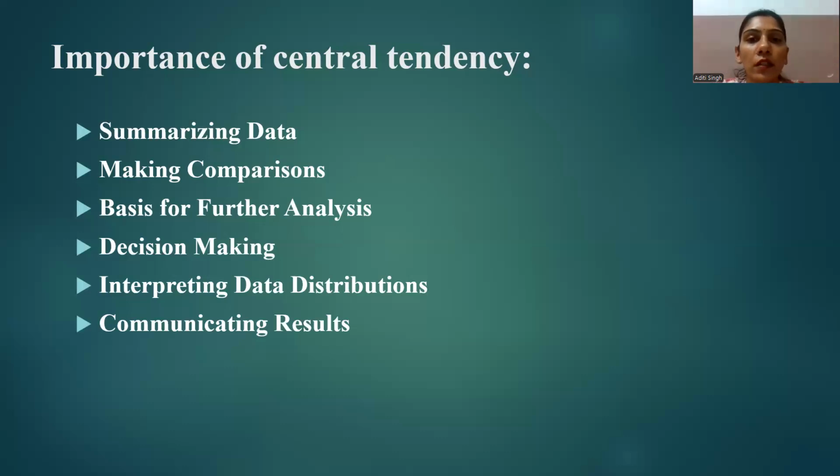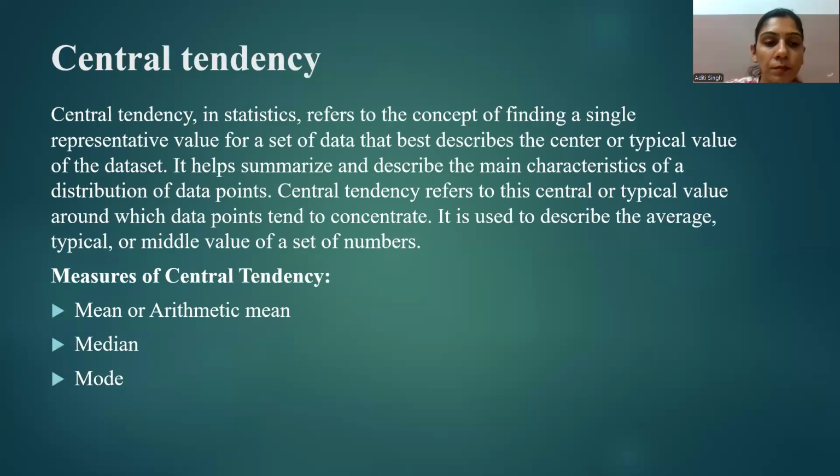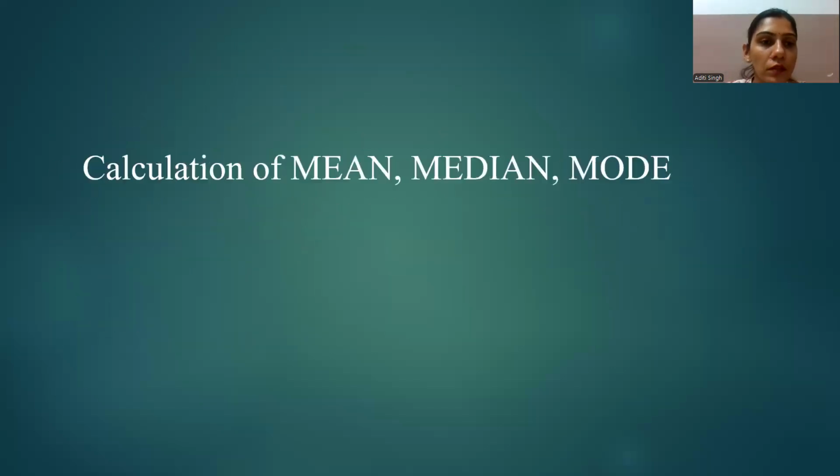So the concept of central tendency is now clear, and we will now proceed to discuss the three measures of central tendency. The three measures that we will discuss are the mean or arithmetic mean, median, and the mode. These are the three measures of central tendency which will be discussed in detail. We will discuss their properties, their merits, their demerits in detail.